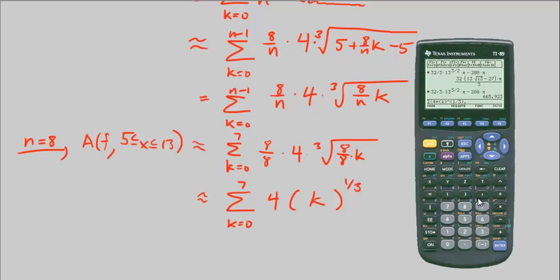Okay. Then my variable is k. My low is 0, my index starting is 0, and I stop at 7. Okay, I put equal. It's going to give me it like that.